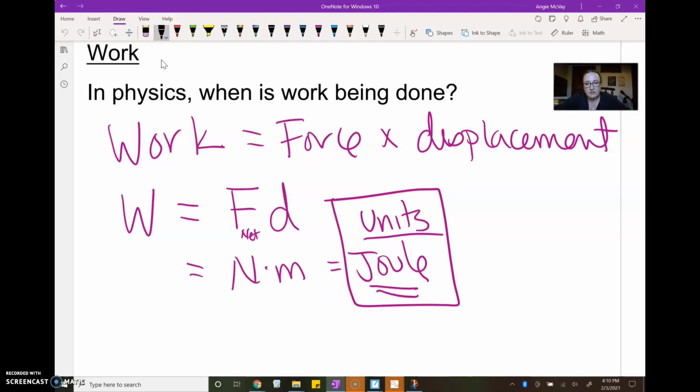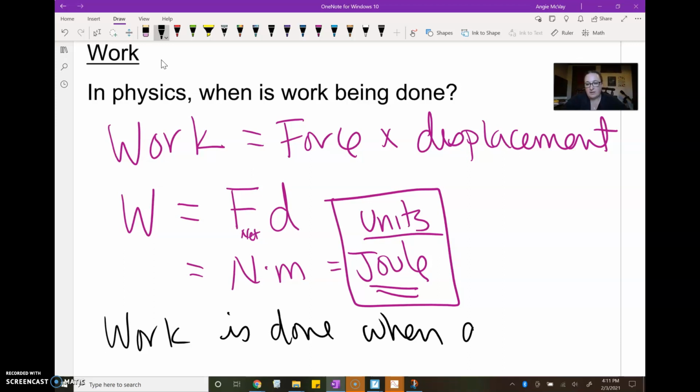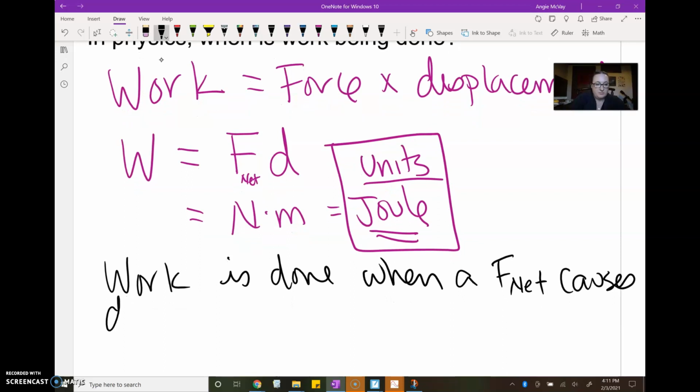All right, so to summarize where we ended up in the last video, work is equal to a net force that causes displacement. Work equals force times displacement, right? So work is done when a net force causes displacement.